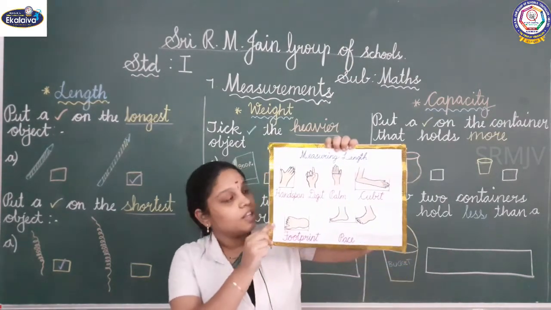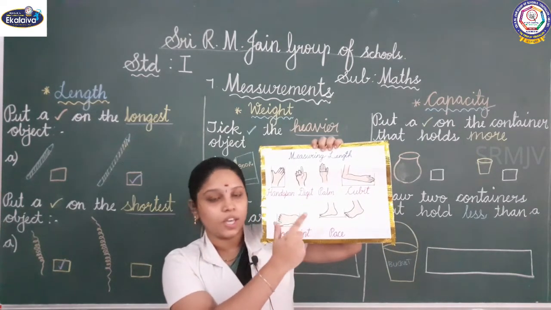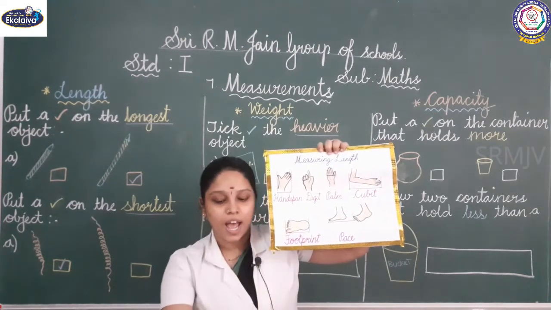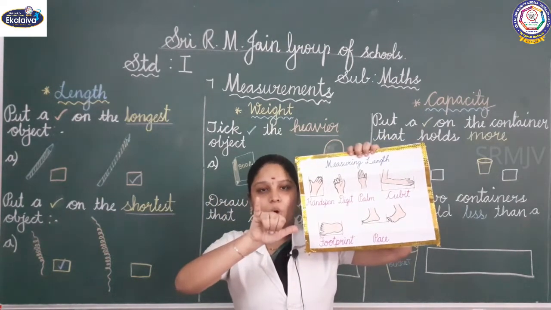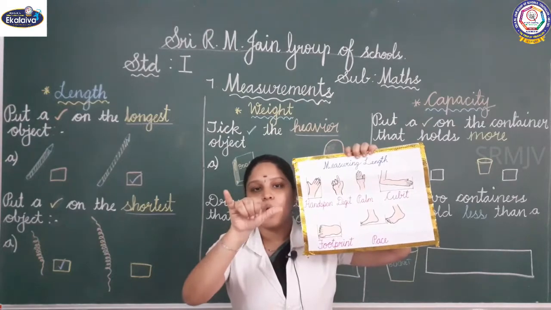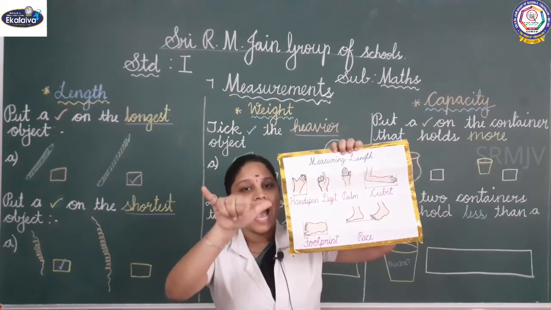See, with our hands. I have given some pictures. Okay, see, this is the hand span. Hand span means when you are spreading the hand from the tip of the little finger to the tip of the thumb finger, this is the hand span.